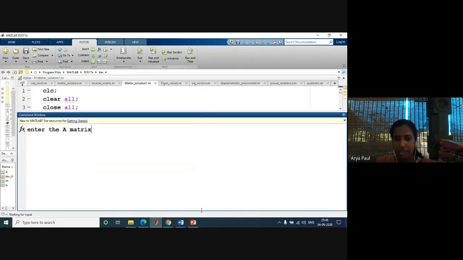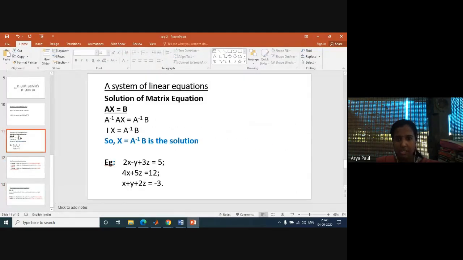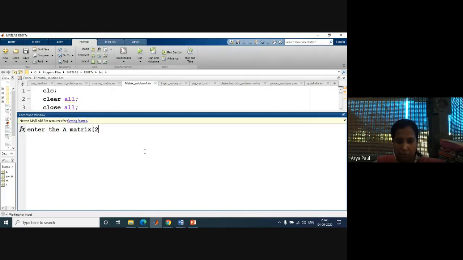So first you need to enter the A matrix. In our example, what is our example? This is our example. So what is the A matrix? 2, -1, 3. So I will enter the A matrix: 2, -1, -1, 3. That is my A matrix.